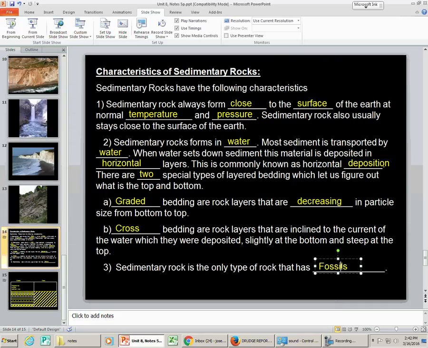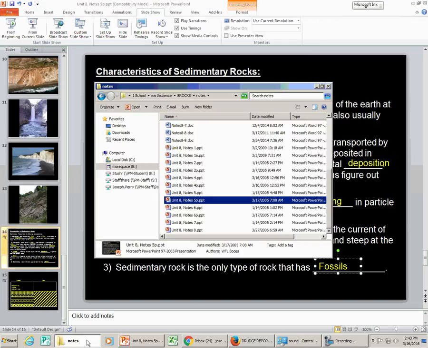And right there, most importantly, sedimentary rock is the only rock that has fossils, because if you put fossils in metamorphic rock, they get squeezed and distorted and you wouldn't see them. And if they are magma, well, magma incinerates and burns everything, so you're not going to see it as that. So that is sedimentary rock, okay?